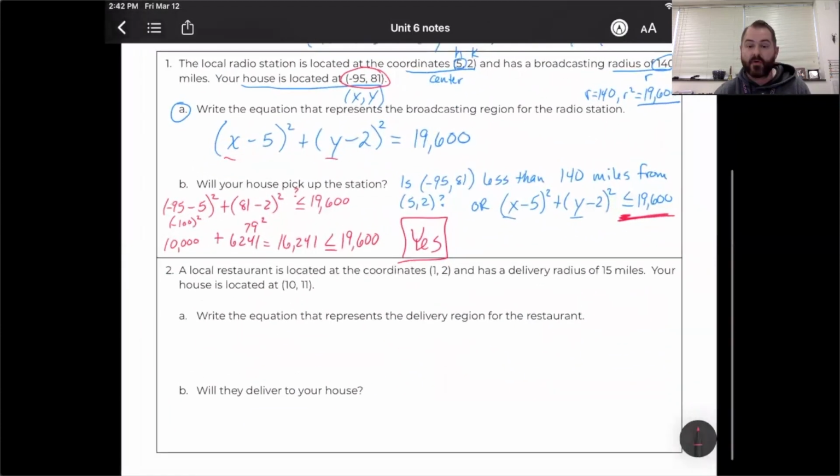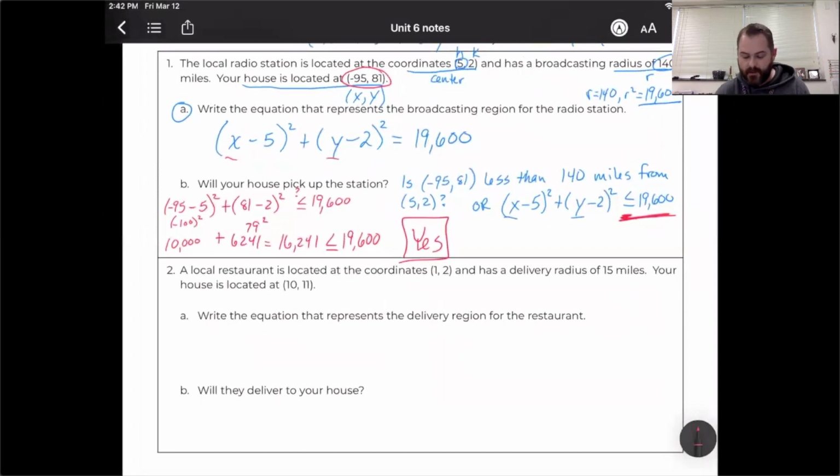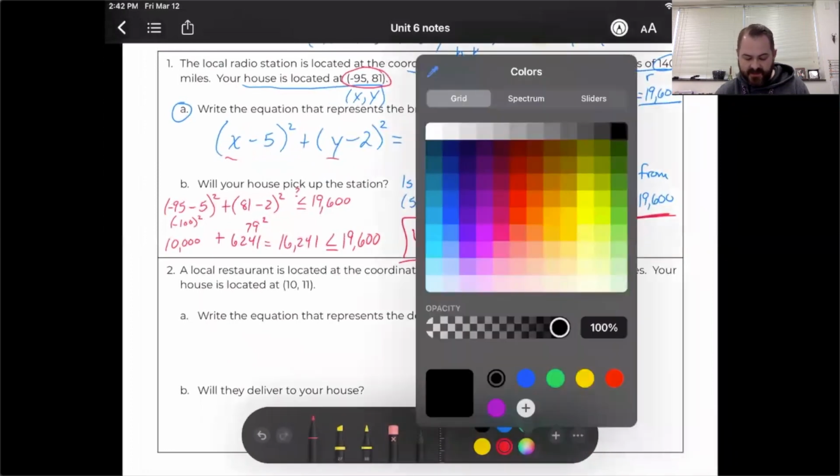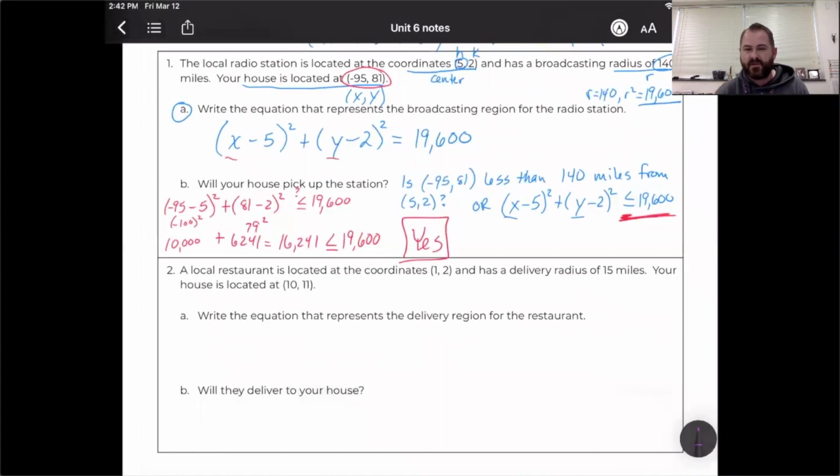All right. So for number two, we're going to take the same kind of setup because it's a similar idea. Instead of a radio station, we've got a local restaurant where we have these as the coordinates of your center, 1, 2. And it has a delivery radius. So instead of a broadcast radius, it's a delivery radius of 15. Okay, which, by the way, go ahead and say that r squared, if you do 15 squared, that's 225. So that's what I'll use in my formula.